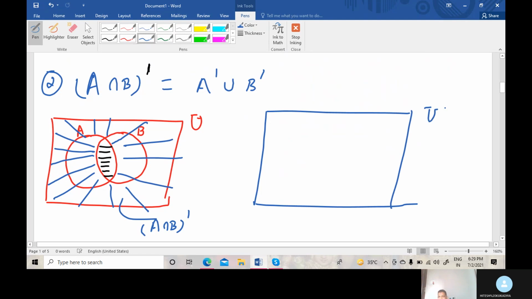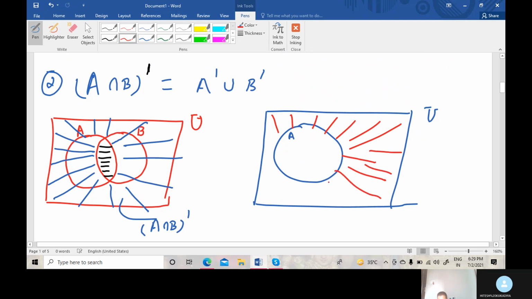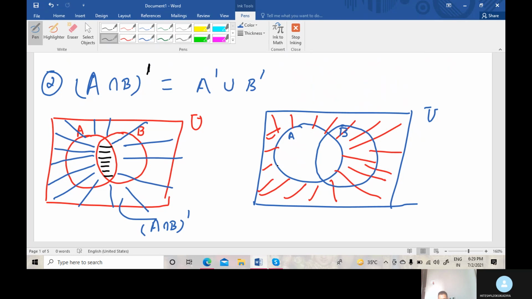Here the universal set. First we draw the set A. What about A dash? Look at this, student. All this portion is called A dash, the complement of A. Is that clear? Okay. Now we draw the circle B. Here the portion B. Now draw the complement of B portion. Look here.